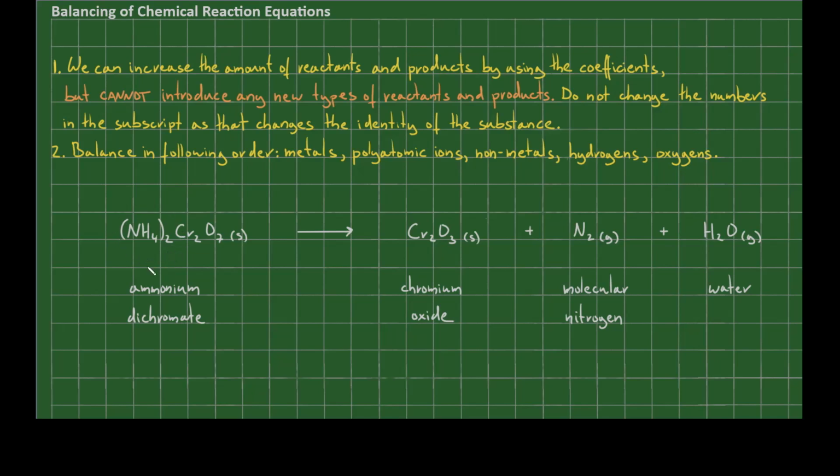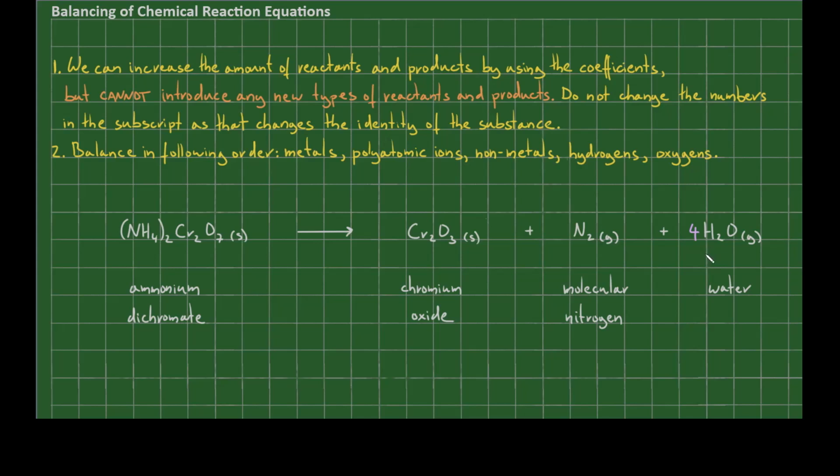On the reactant side, I have 8 hydrogens. 4 times 2 is 8. On the product side, I only have 2. If I multiply the water molecule by 4, I will have 8 hydrogens on the product side as well. And now I need to check what's happening with the oxygens. On the reactant side, there are 7 oxygens from the ammonium dichromate, and on the product side, I have 3 from chromium oxide and 4 from water. 3 plus 4 is 7, therefore oxygens are balanced as well.